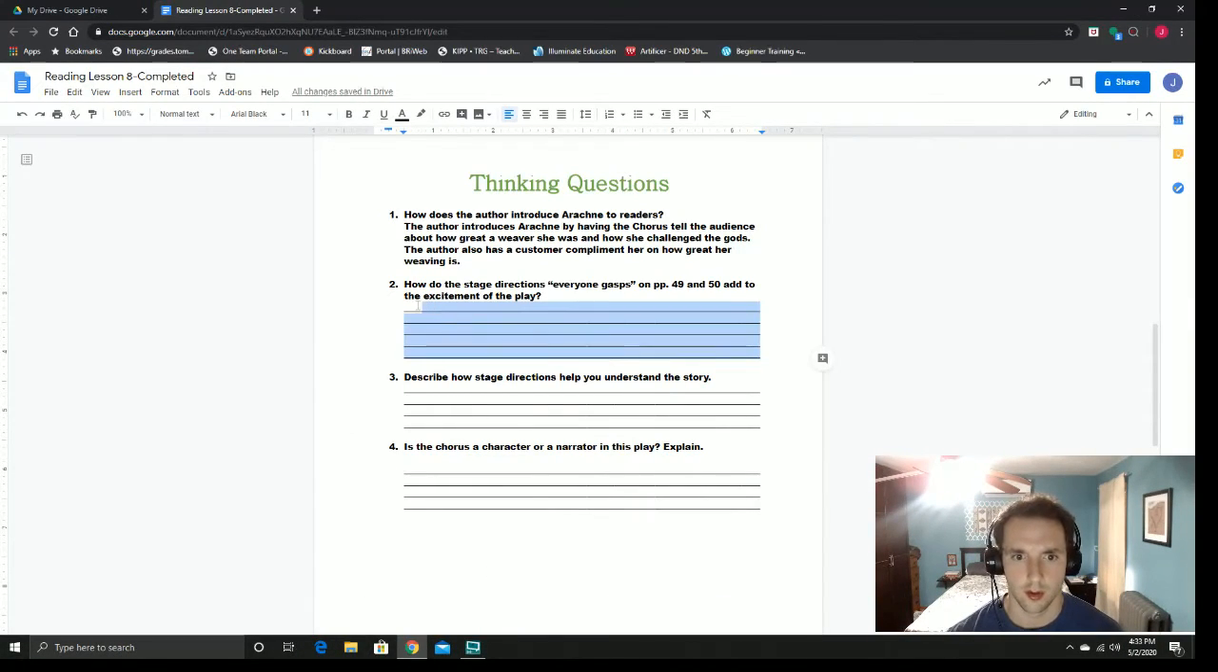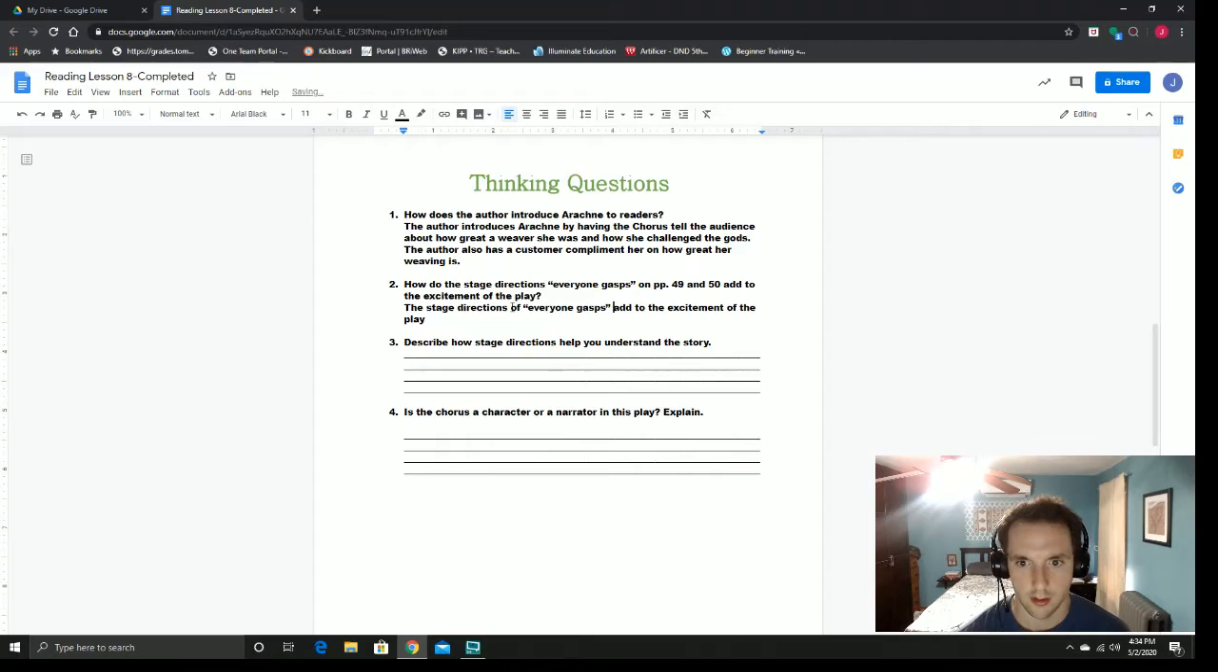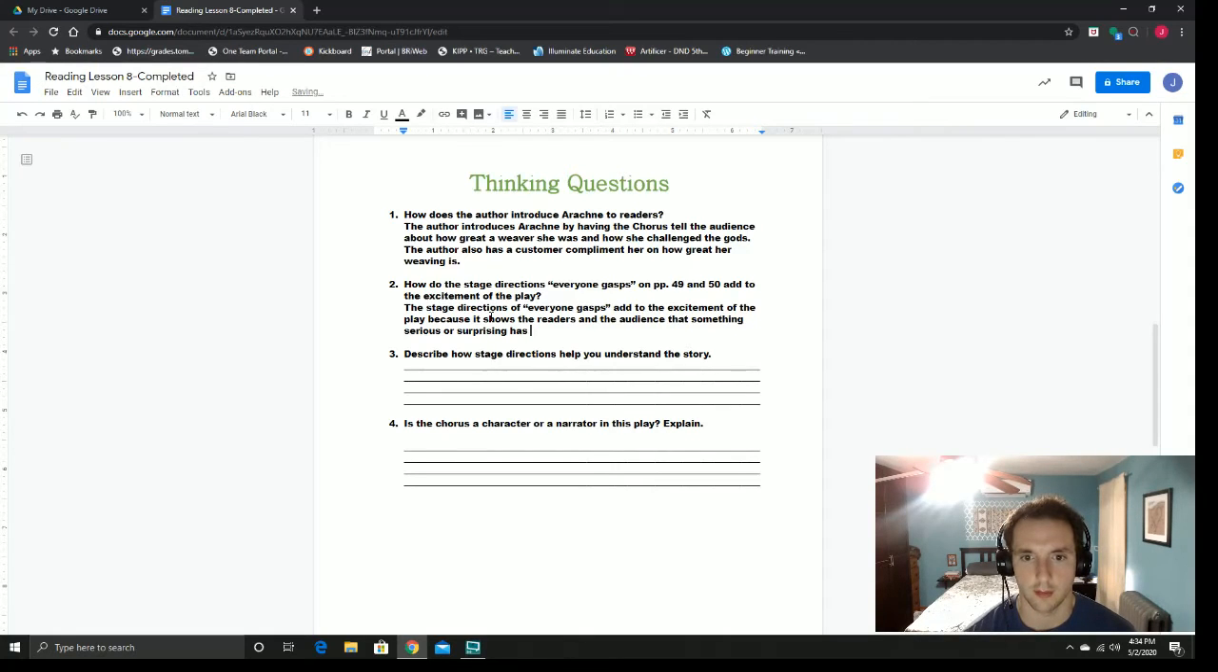All right. The stage directions add to the excitement of the play because, stage directions of everyone gasps add excitement to the play because, did it again, gonna get this by the end of quarantine, because it shows the readers and the audience that something serious or surprising has happened.